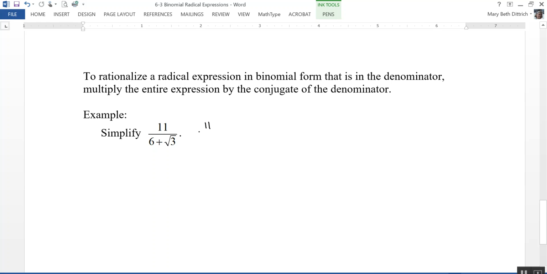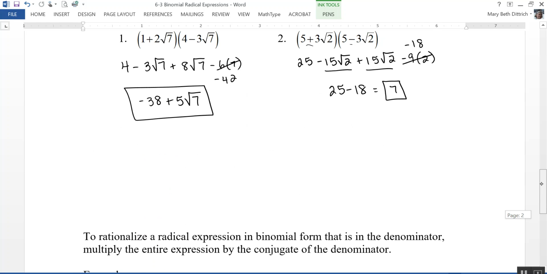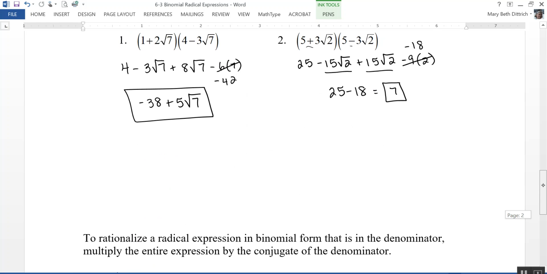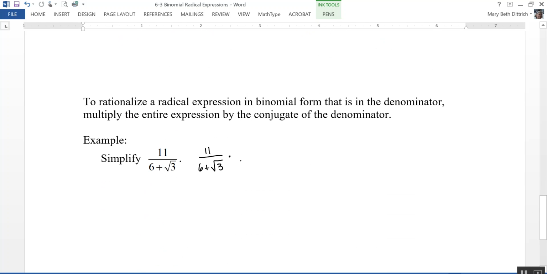So I'm going to have 11 over 6 plus the square root of 3. And I'm going to use the same trick that I used up here in number 2. Notice the same numbers, just one's a positive and one's a negative. Here I have a plus, so I'm going to do a 6 minus square root of 3 over 6 minus the square root of 3. What that means is I'm going to be able to get rid of my denominator here. So I'm going to leave this like this for now. 11 times 6 minus the square root of 3. And then on the bottom, I'll go ahead and go through all of the steps.